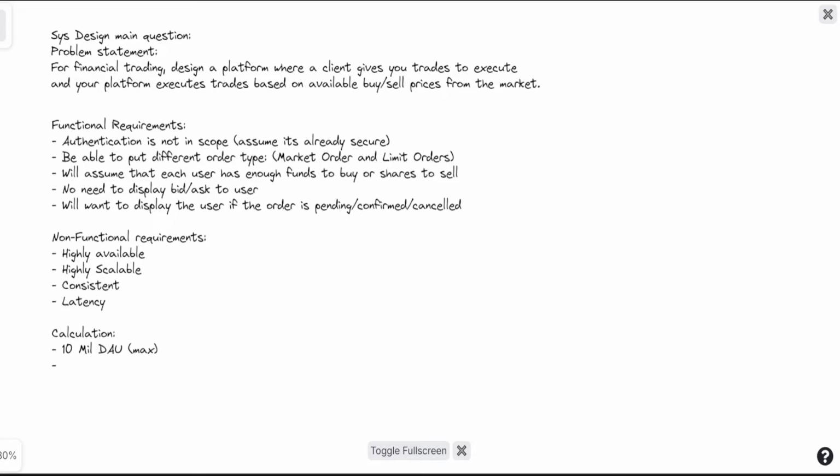In terms of storage, with 10 million daily active users, retail traders usually don't go crazy putting hundreds of trades per day, unless you're an algo trader. I would say at the most we could say that on average maybe 5 trades per day.